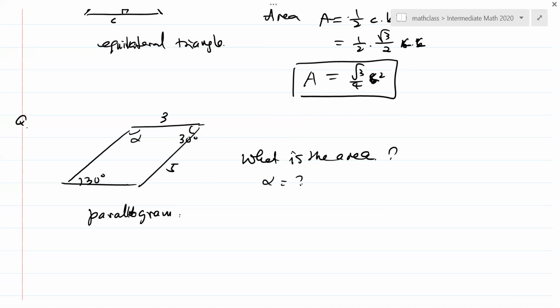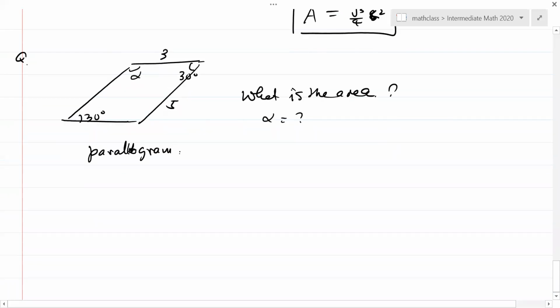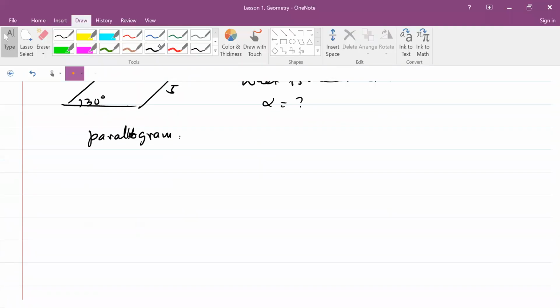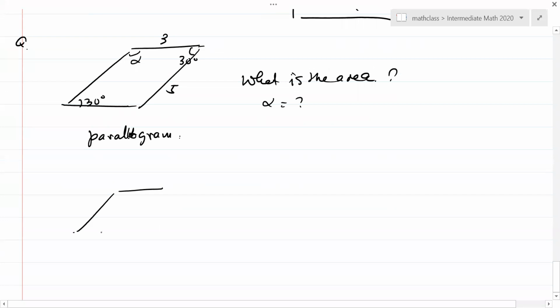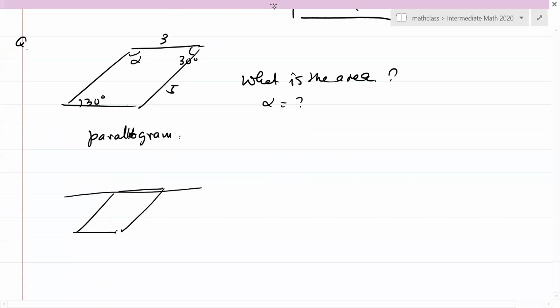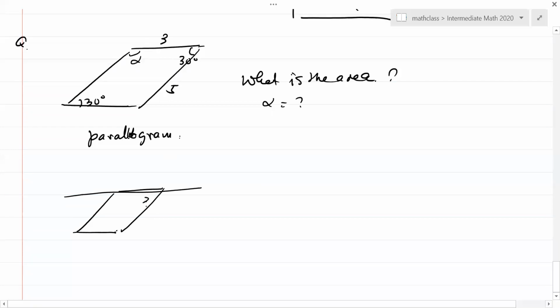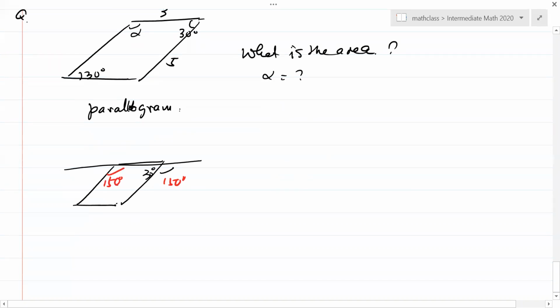All right, so the other angle will be 150 degrees. Okay, let me redraw the picture. So this is the whole line. There's a quick way to do that. So this is 30 degrees, right? And that would be 150 degrees, and that 150 degrees is the same as this one because those two lines are parallel.